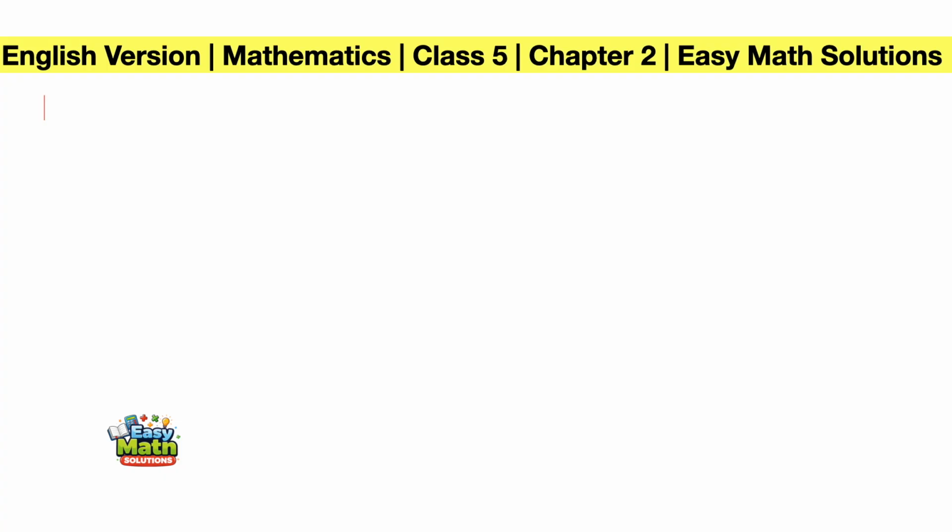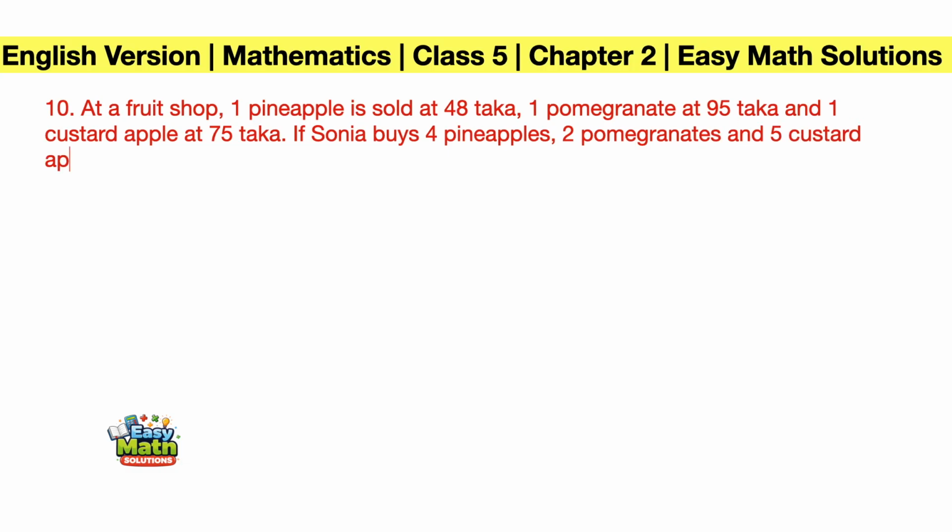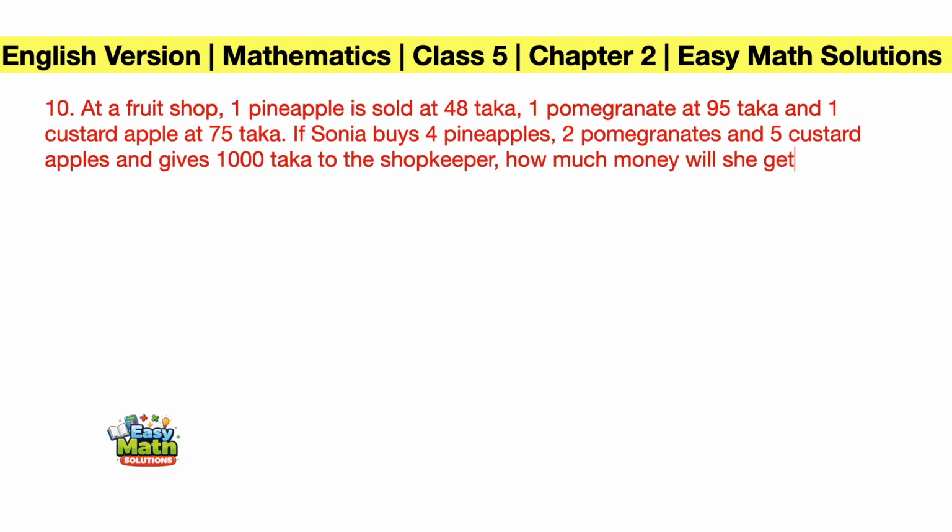Number 10. At a fruit shop, one pineapple sold for 48 taka, one pomegranate 95 and custard apple 75 taka. Sonia buys 4 pineapple, 2 pomegranate and 5 custard apple and gives 1000 taka to the shopkeeper. How much money will she get to return from the shopkeeper?